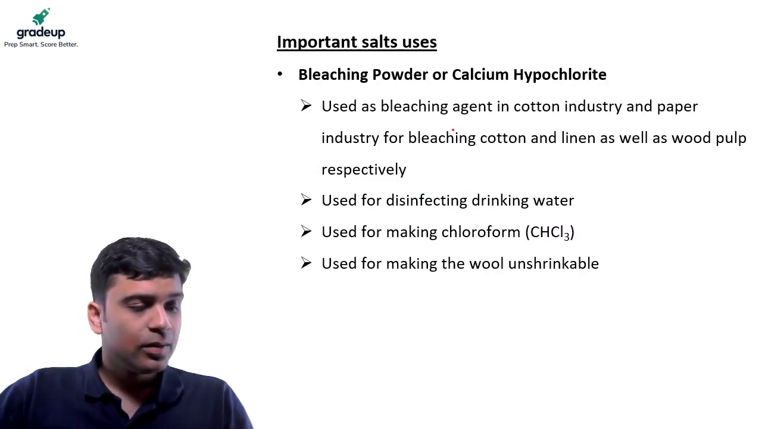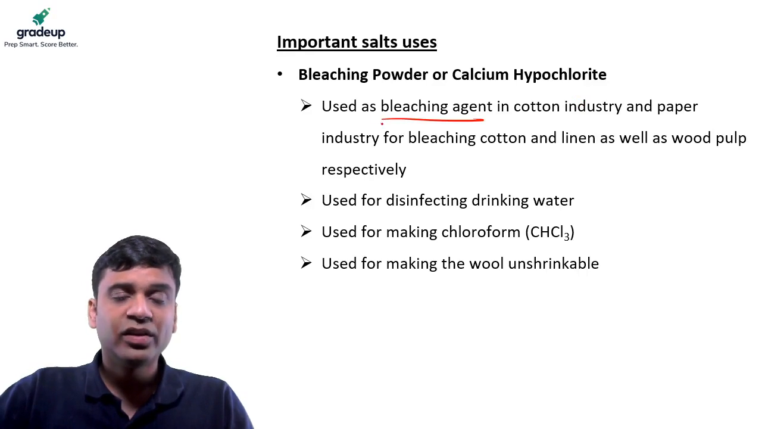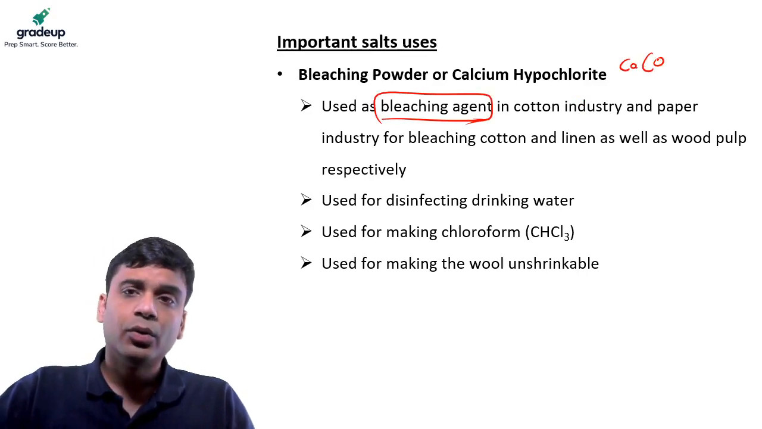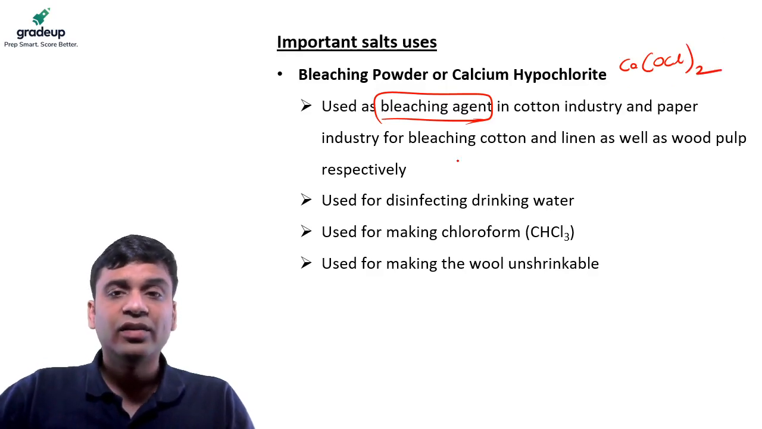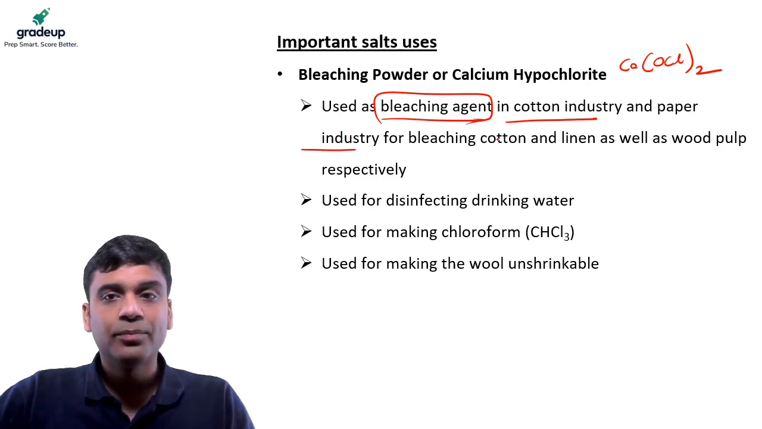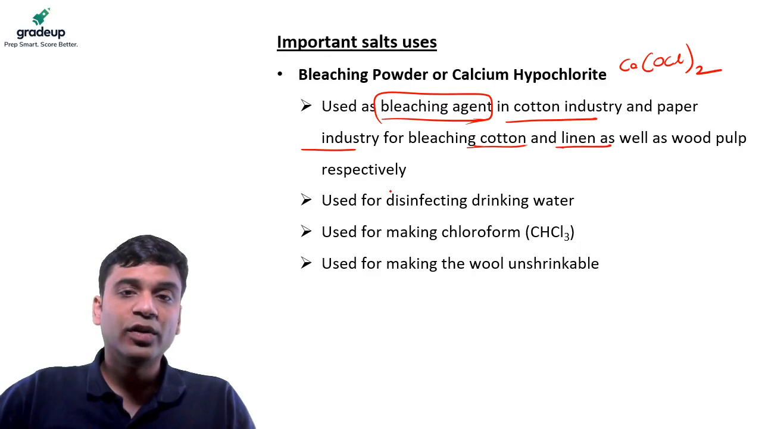And bleaching powder, okay, it is your calcium hypochlorite. It is used as a bleaching agent. Its formula is CaOCl2. It is used in the cotton industry, paper industry for bleaching the cotton and linen, and also in the wood pulp industry. It can be used for disinfecting drinking water.